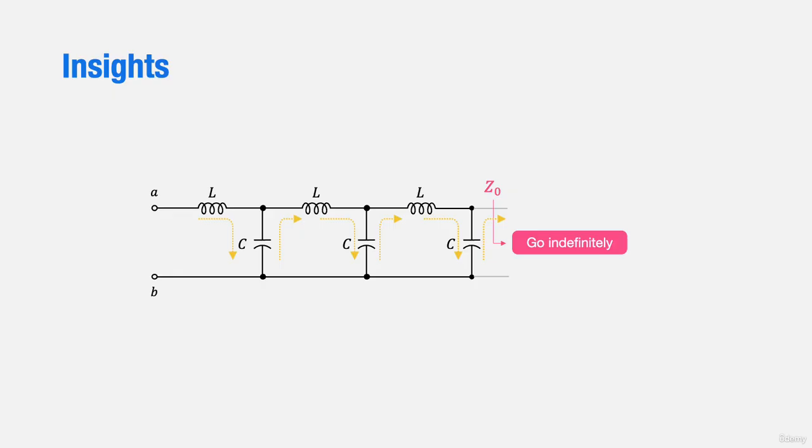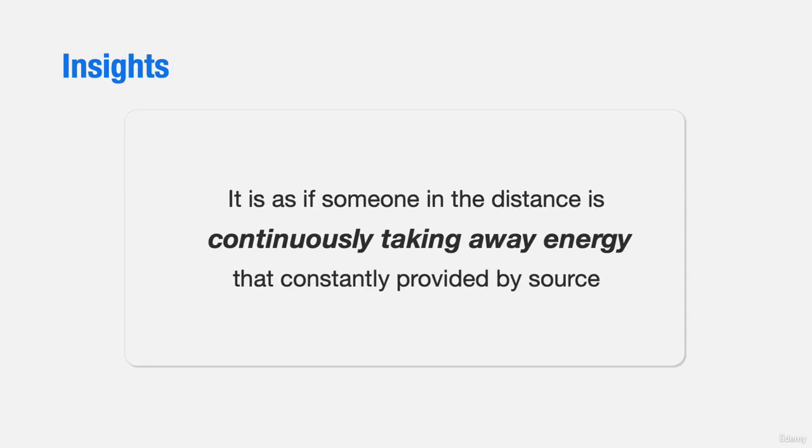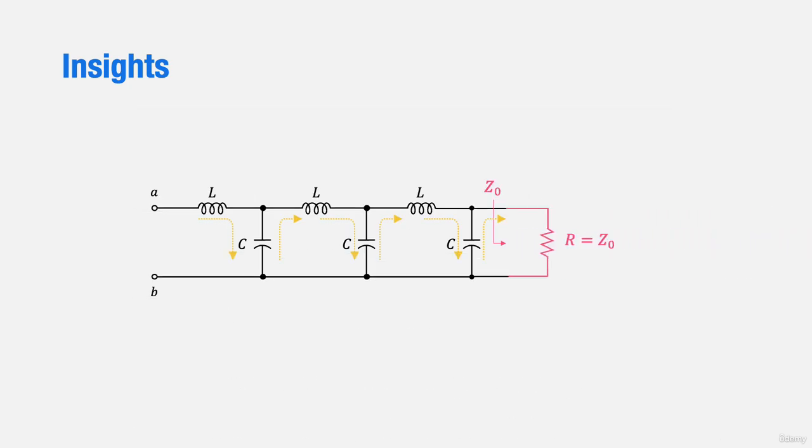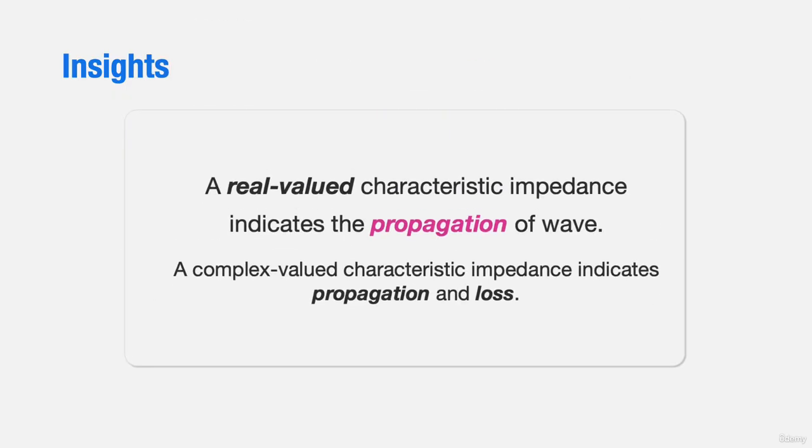What does it mean to say one after the other endlessly? It means that there is something in the distance that continues to take energy away from the source, as if a resistor is connected to the other end of the transmission line. Because a resistor is something that can continuously consume the energy provided by the source, this leads to the meaning of the real value characteristic impedance, and that is, the wave is propagating.